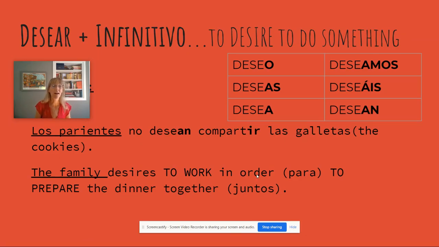Another verb, desear. Desear, to desire, to do something. Desear plus an infinitive. Los parientes no desean compartir las galletas. The relatives, they do not desire. And what is it that they do not desire to do? To share the cookies. Notice that when we wanted to make the sentence negative, we put a no before the conjugated verb.